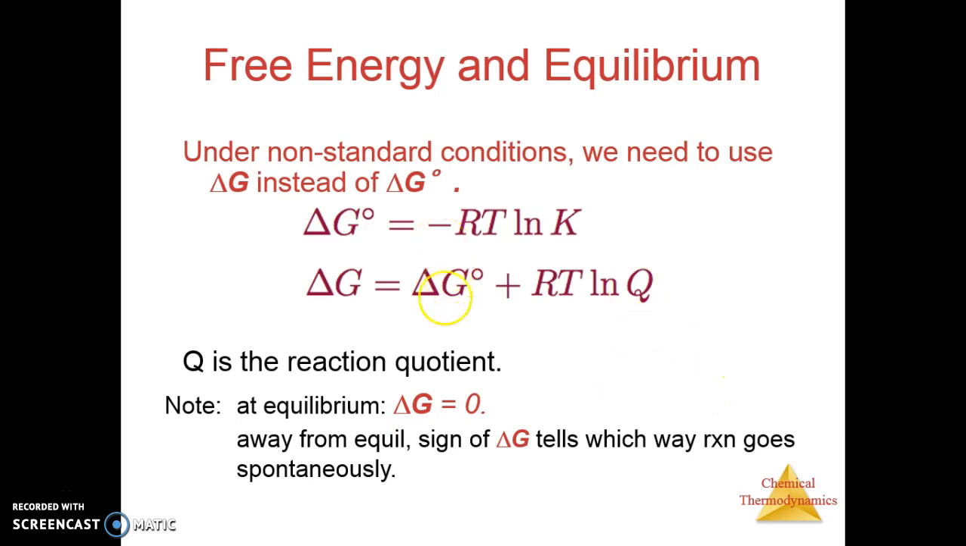Under standard conditions, we use delta G naught. Under non-standard conditions, we use delta G. So here's the relationship between those two. And remember that delta G at equilibrium is equal to zero. And so if delta G is equal to zero, we've got delta G naught equals negative RT ln of K. That's how we can get back and forth between the two, or that's how the two are related.